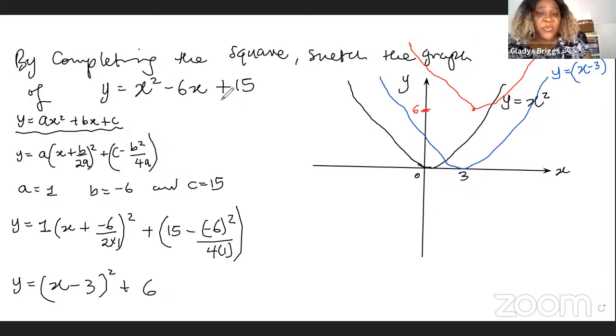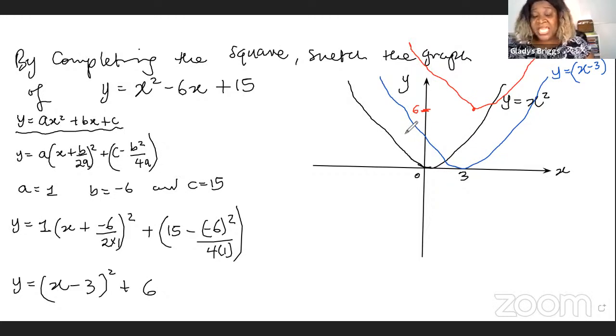Do you see how I transformed it? You see how I transformed it from y is equal to x squared, the first one, to y is equal to x minus 3 squared. And then I transformed y is equal to x minus 3 squared to y is equal to x minus 3 squared plus 6. Plus 6 took it up to 6 here. Those are the things you have to know for your exams. That's what I'm looking to see in your exams.